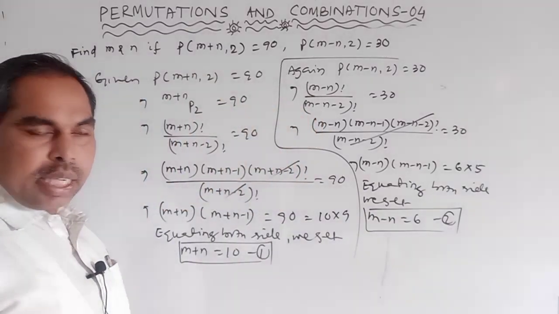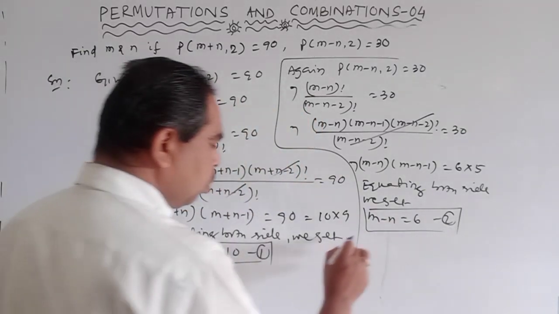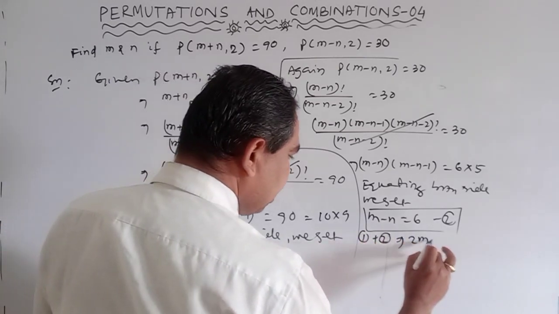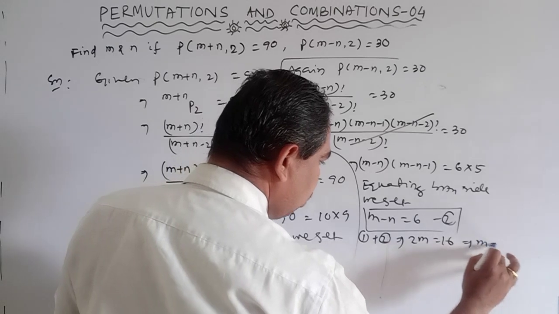So solving 1 and 2. Adding 1 plus 2, we get 2m is equal to 16. So m is equal to 8.